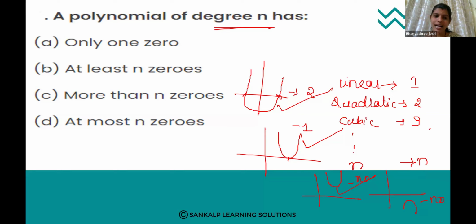So we can say that at most n zeros. Here the degree is n, so we can say that at most n zeros. So whoever has chosen option D, that is the right answer. Okay, very good. So don't get confused. At most means maximum, more than that is not possible. Less than 2 is possible, but more than 2 is not possible. So at most 2 zeros, at most 3 zeros. In case of a cubic, a maximum of 3 zeros we can have. Less than 3 is possible, but more than 3 is not possible. So we can say that at most n zeros.